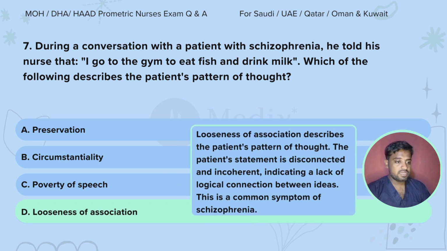The correct answer is D. Looseness of association describes the patient's pattern of thought. The patient's speech is disconnected and incoherent, indicated as a lack of logical connection between ideas. This is a common symptom of schizophrenia.